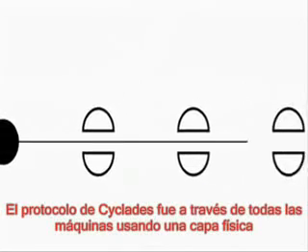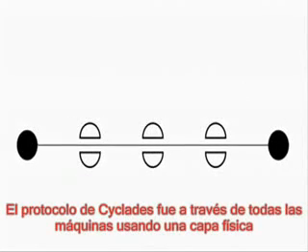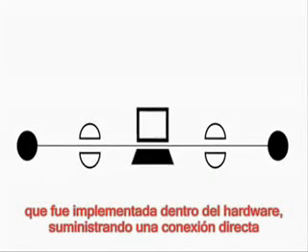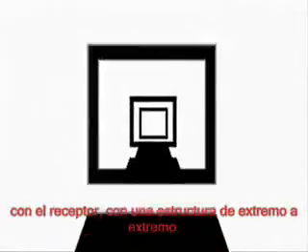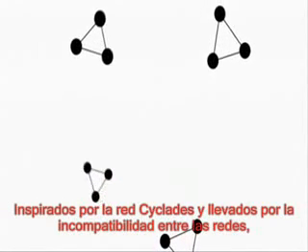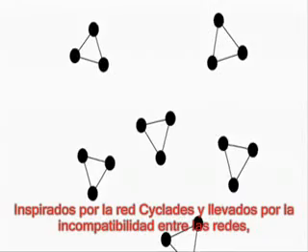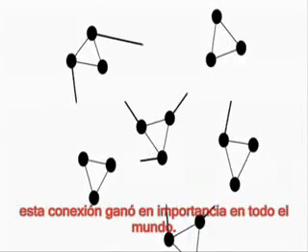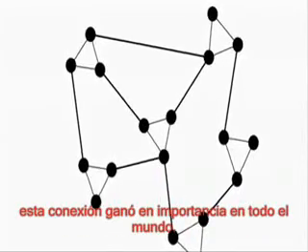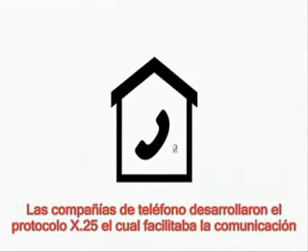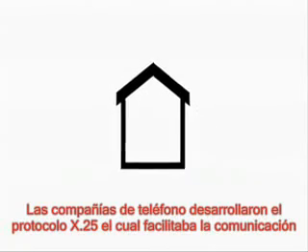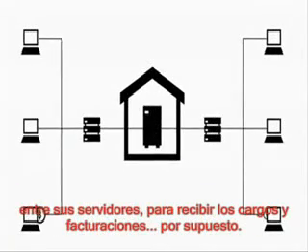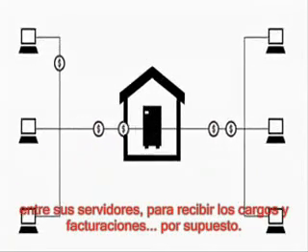Cyclades' protocol went through all machines using a physical layer that was implemented into the hardware, providing a direct connection with the receiver, an end-to-end structure. Inspired by the Cyclades network and driven by the incompatibility between the networks, their connection gained in importance everywhere. The phone companies developed the X.25 protocol, which enabled communication through their servers, in exchange for a monthly basic charge, of course.